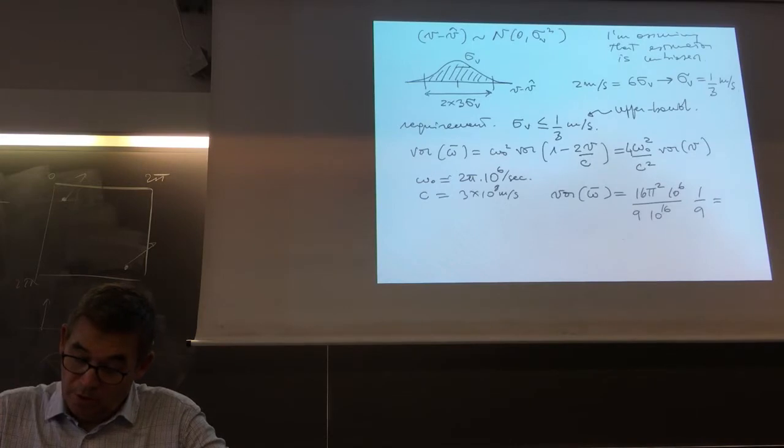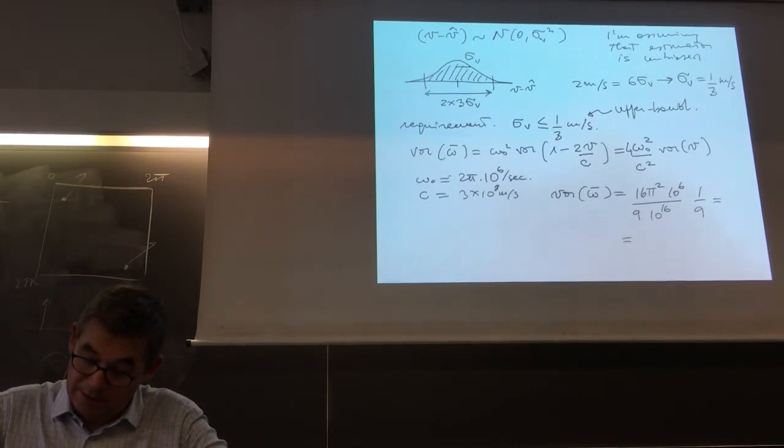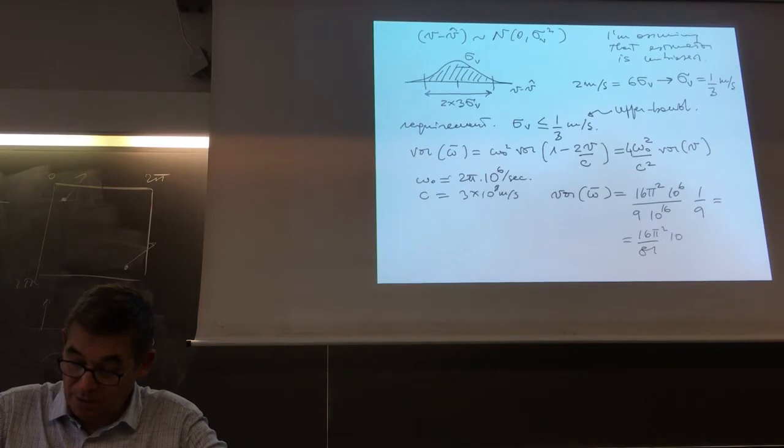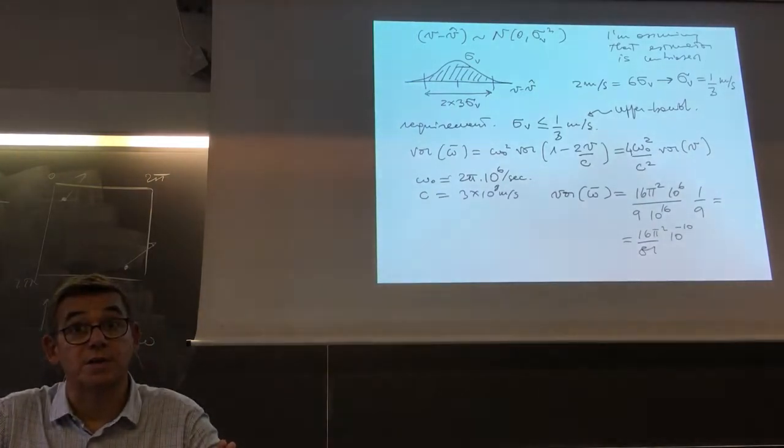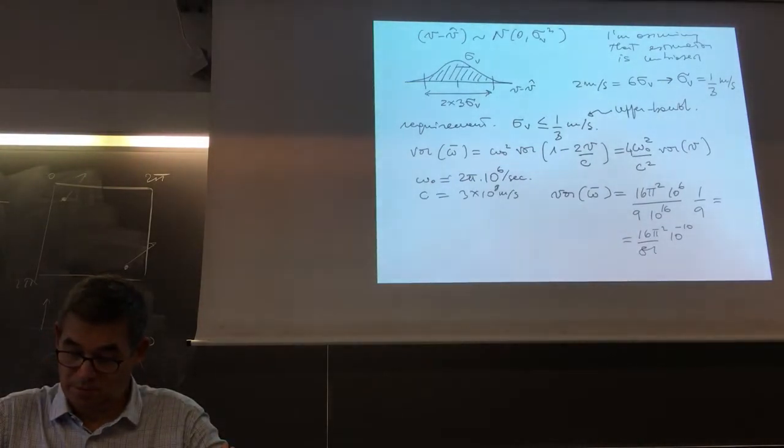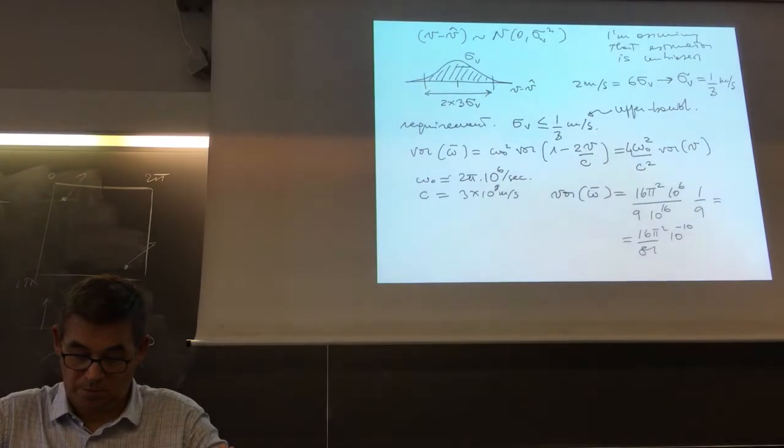So that one is 16 pi squared over 81, times 10 to the minus 10. This is the accuracy I need. Power 2. It should be 10 to the 12, not 10 to the 6, I guess.